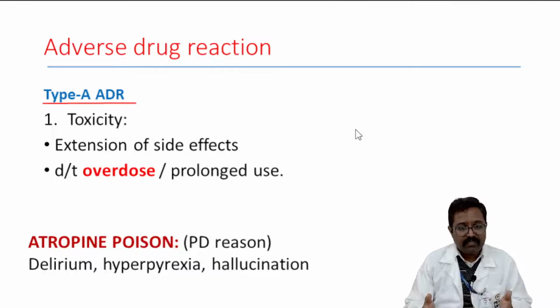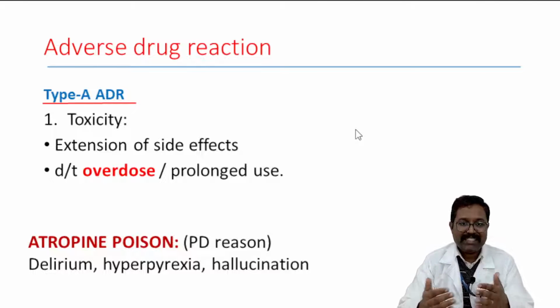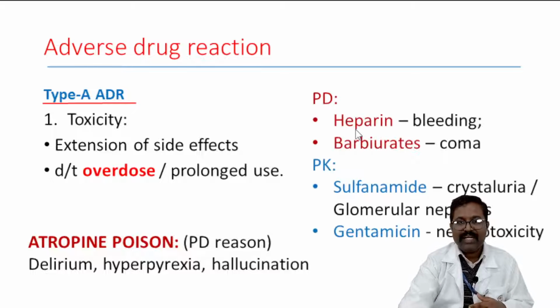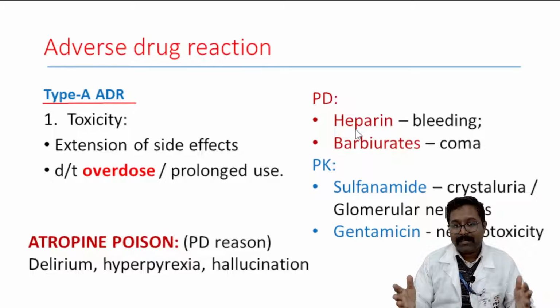Where do we give atropine? Atropine is the drug of choice for organophosphorus compound poisoning. After atropinization, if the drug is continued and the dose goes to the maximum tolerable dose, the patient will experience these effects due to the overdose. And next you have another pharmacodynamic mediated toxicity, that is heparin. Heparin is an anticoagulant. One of the very important and most common side effects is bleeding, and you need to monitor the blood levels with respect to heparin.